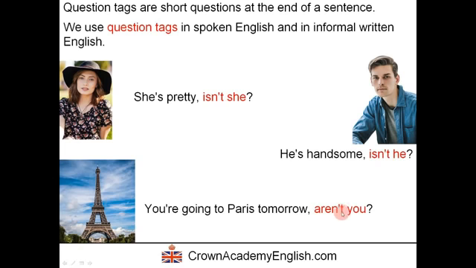Notice that the question tags are all different. Okay, so the question tag depends on the form of the sentence. So the form of this sentence gives us this question tag. The form here gives us this one, and the form here gives us this question tag. And I will explain these rules in detail in this lesson. Okay, so keep watching.